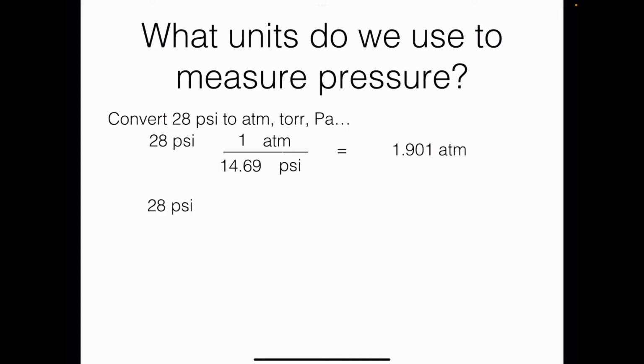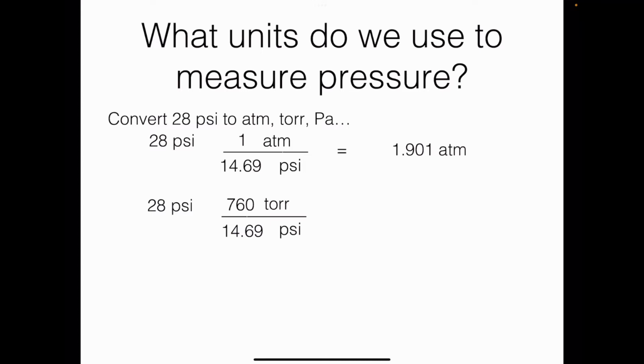ATM. I'm doing the same thing again, except this time I'm converting PSI to torr. So same process though, I'm going to put PSI on the bottom. I'm going to put torr on top, and looking back at my previous conversion factors, I can see 14.69 PSI is 760 torr. PSIs cancel.